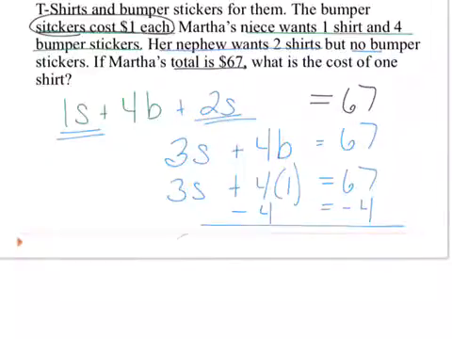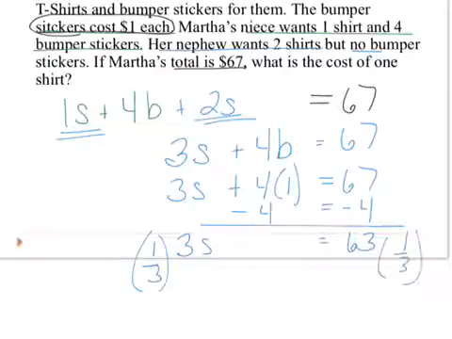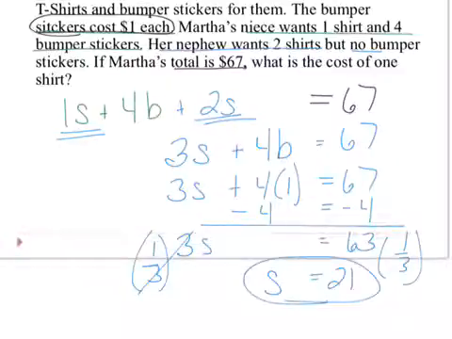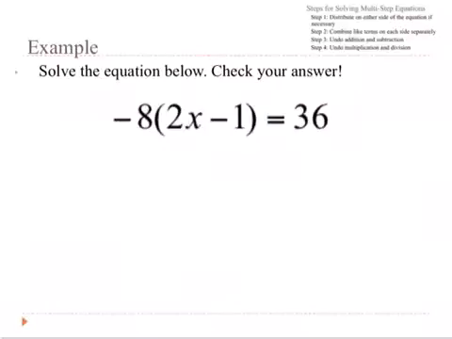We'll see that 3s equals 63. So we're going to divide both sides by 3. I can also multiply by the reciprocal. Those cancel. So s equals 21. So the cost of a shirt is $21. This is a problem that requires all 4 steps of our steps for solving multi-step equations.